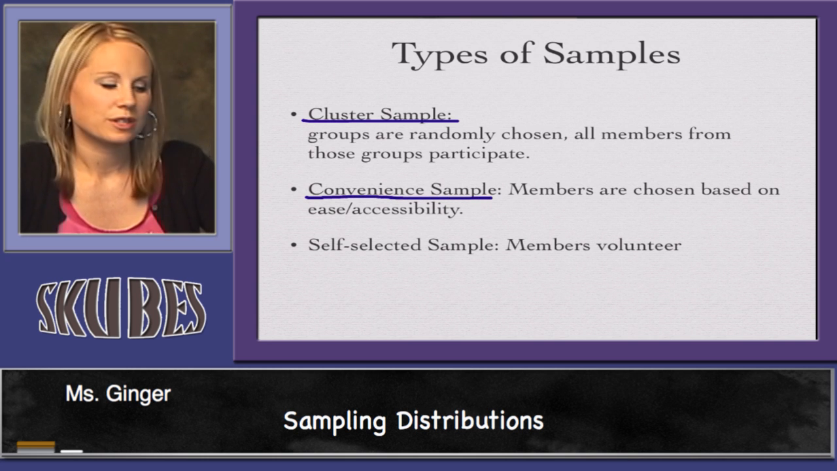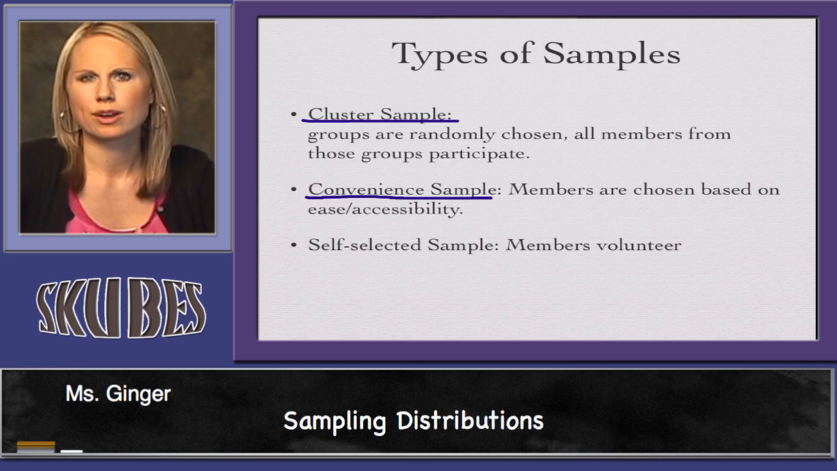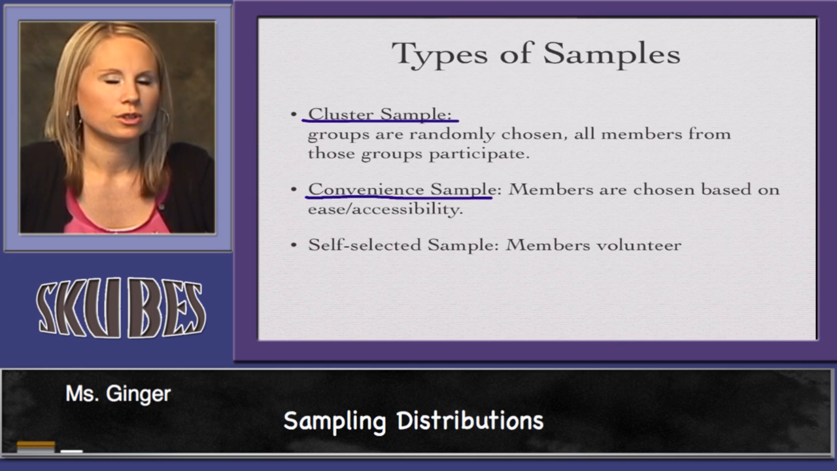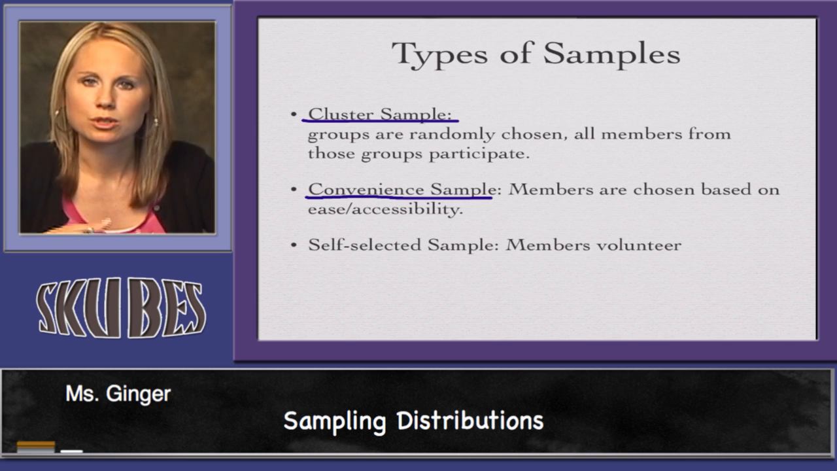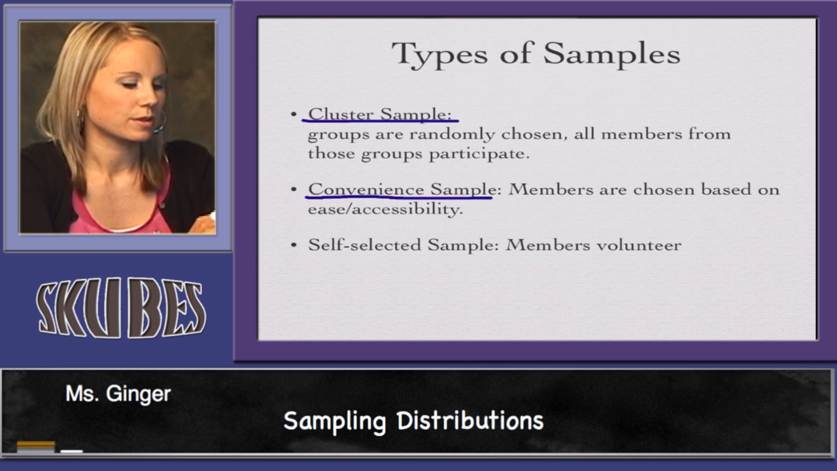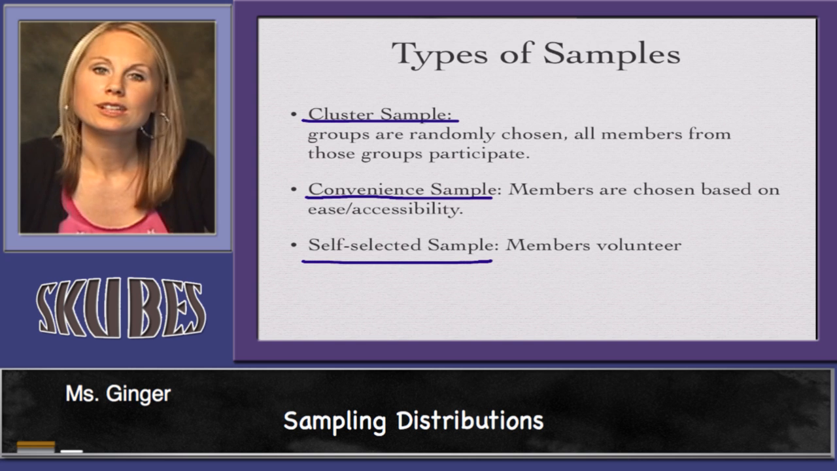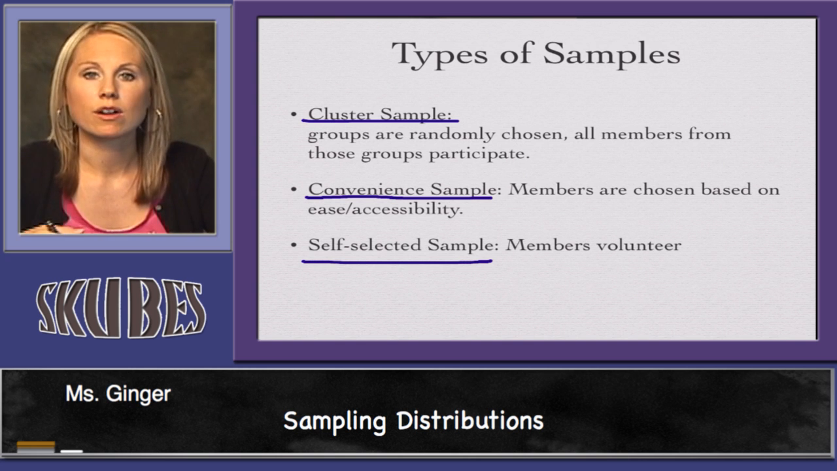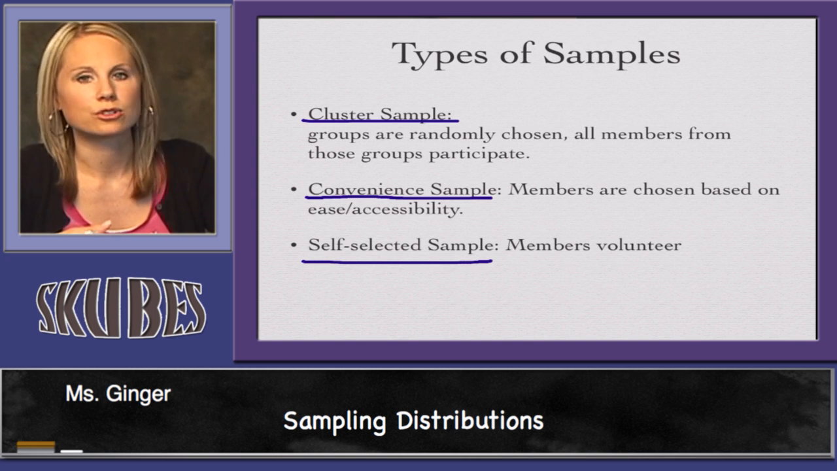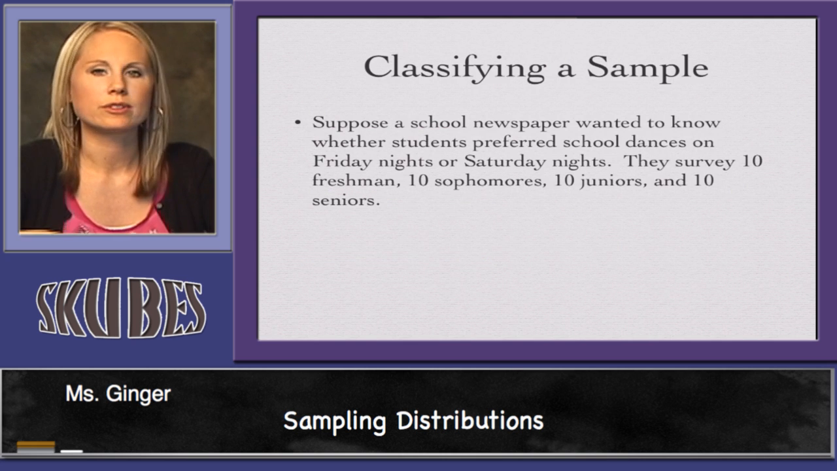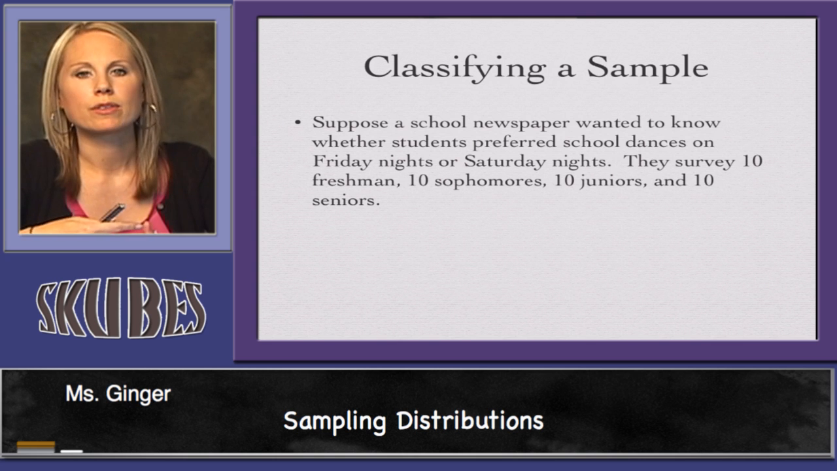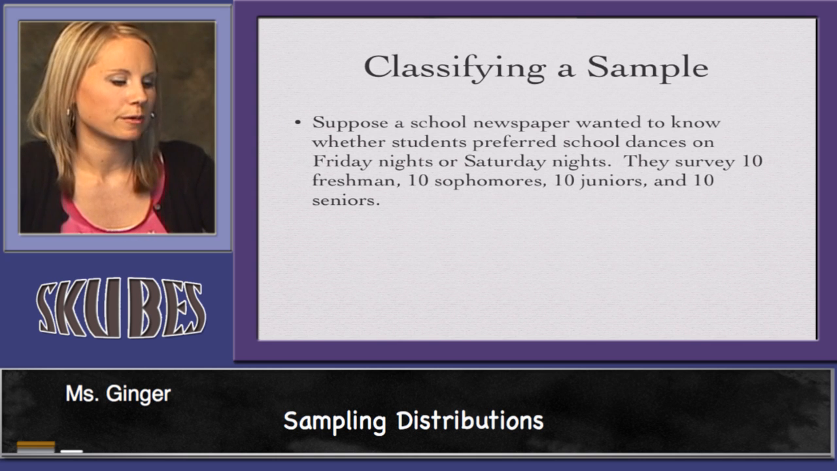Convenience sample, that is going to be you using whoever's around you at the time, whoever's convenient to get results from. Maybe you're sitting at the front of a store and you just survey the first 10 people that come up to you and come in the store for some type of data that you want to find out about. You might also want to use a self-selected sample, and that's where only volunteers are the ones that participate in your survey. So those are just some of the different types of samples that you'll have to decide which is the most appropriate method for what you're trying to find out about.